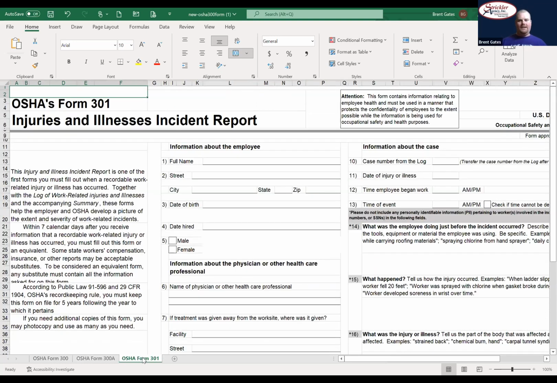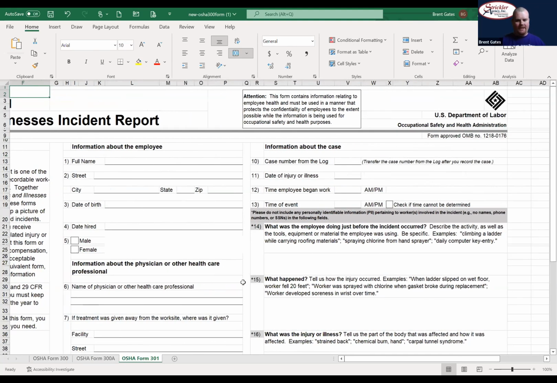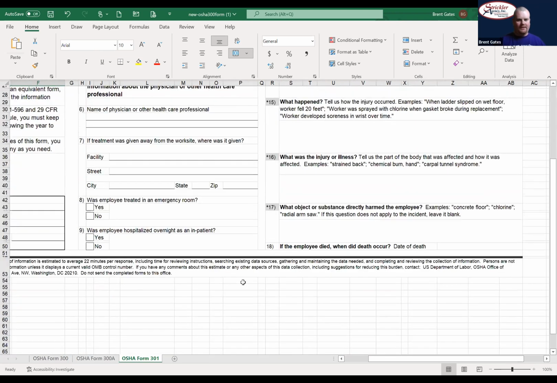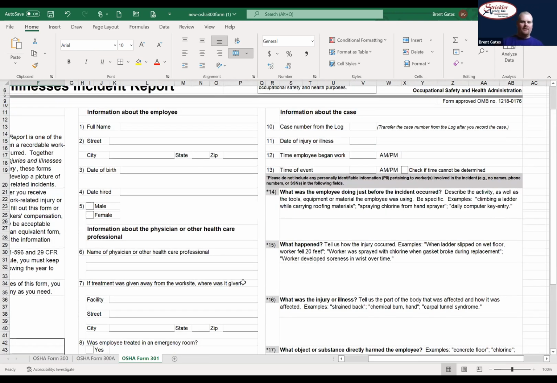The last form that's on here is your OSHA 301. Again, you can use your own incident and illness form if you'd like, as long as it is equivalent to the information that's on here or above and beyond. So for every OSHA recordable that we have, we should have a corresponding 301 or incident report to go along with it.